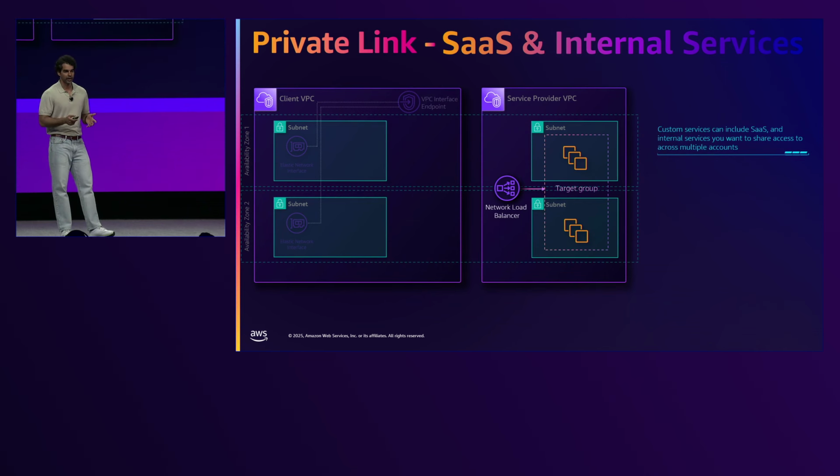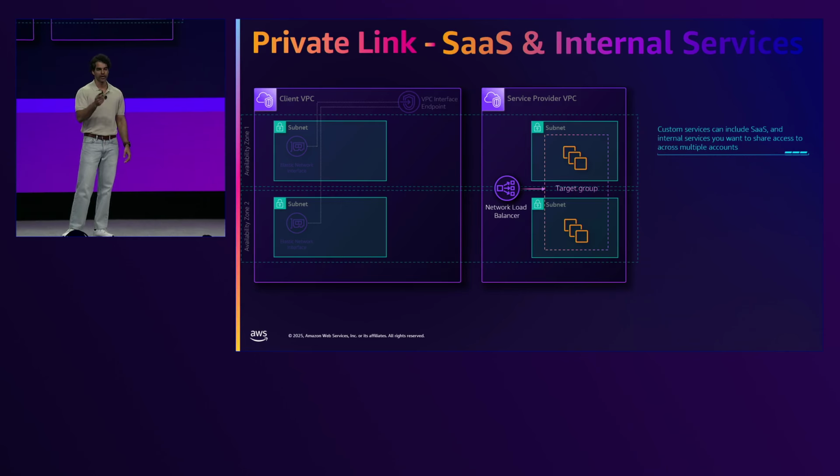The next is you can enable private connectivity from your clients in one VPC to a service provider in another VPC. This is where you can deploy a network load balancer and have your servers behind it, and the clients only get access to what's behind the network load balancer, and they don't get access to the entire VPC, right? So you still have that isolation there.